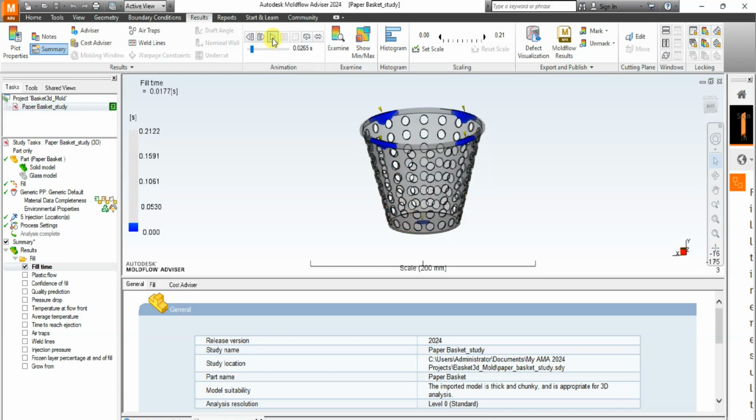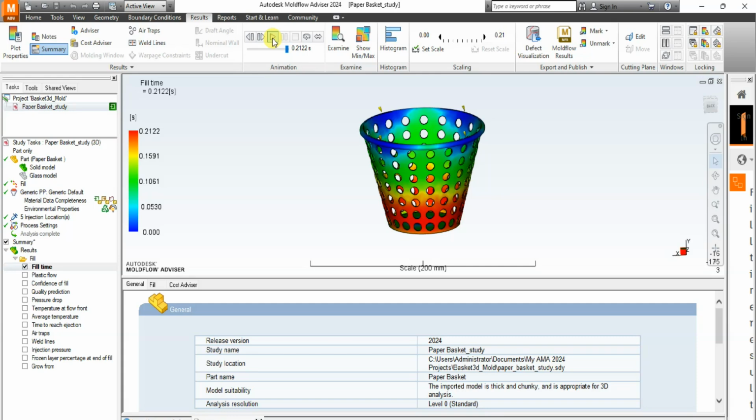Another important thing under this fill time is the air traps. This occurs where melt traps and compresses bubbles of air or gas between two or more converging flow fronts or the cavity as well. That's what air traps are. Additionally, overlaying the air trap result on the fill time result can confirm their presence, and it's always good to confirm that, because air traps can cause structural and of course visual defects.